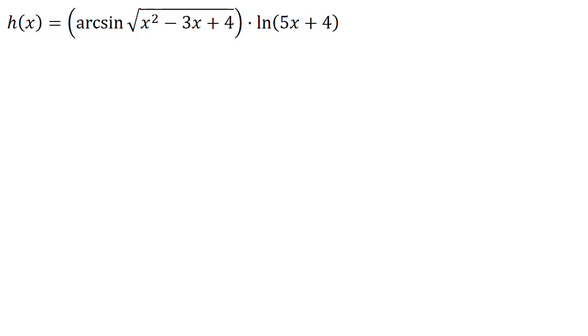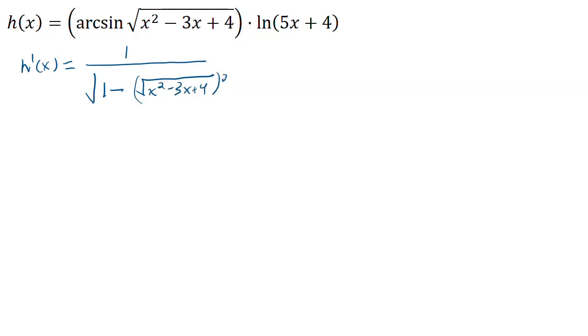Okay, so for this guy, we've got a product of two functions, so we have to begin with the product rule. So let's take the derivative of the first function times the second function. Well, the derivative of the first function is rather complex. It's an arcsine function whose derivative is 1 over the square root of 1 minus the argument squared. So in this case, the argument is the square root of x squared minus 3x plus 4. We need to square that and put 1 minus all of that under a square root.